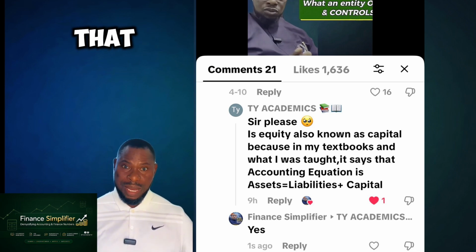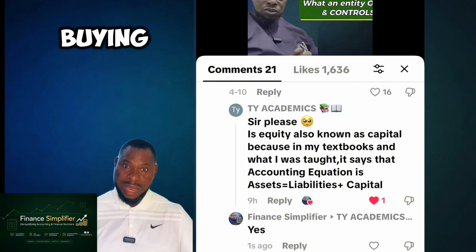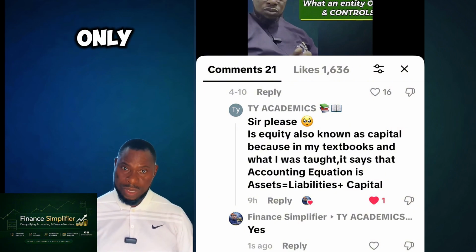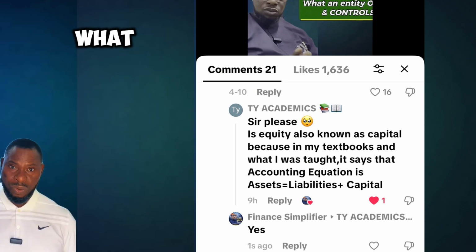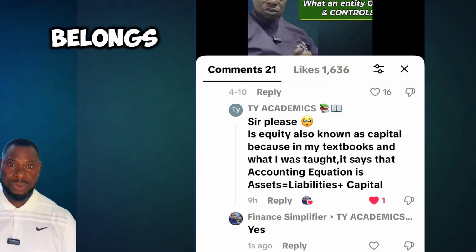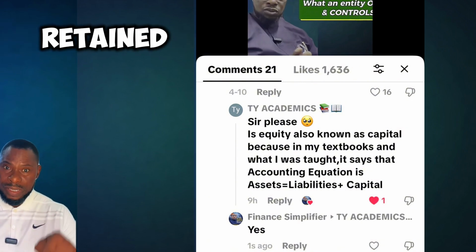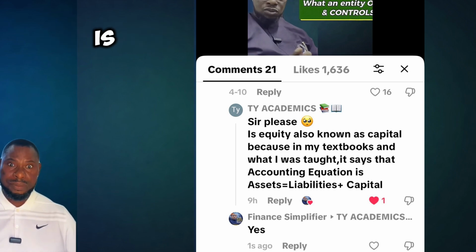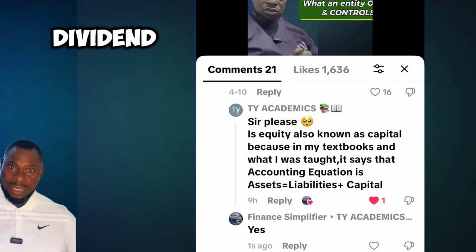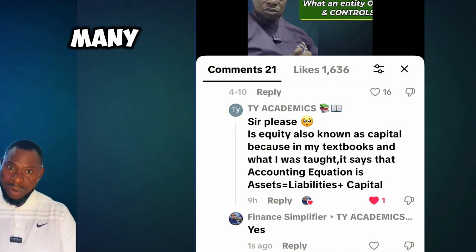And apart from what you introduce into the business by buying shares, buying part ownership of the business, it is not only that. We also have other things like revaluation surplus. The asset could be revalued, and if it is revalued, it belongs to the shareholders. You have all kinds of surpluses. You have retained earnings. Every year, the profit that is made, if it is not paid out as dividend, what is retained belongs to these owners. So you can see that there are many other aspects that add to that capital.